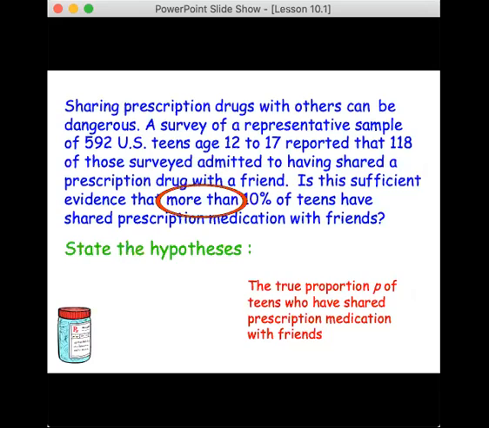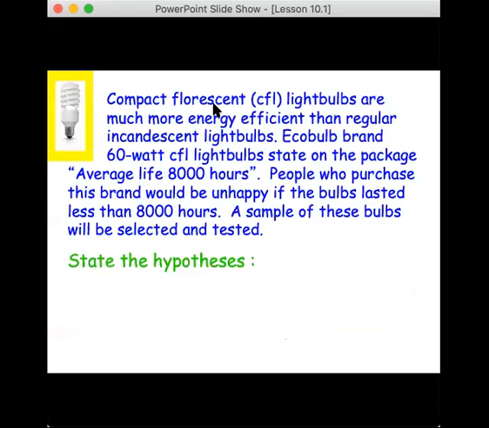This one, can you read out for us? Let's go Megan G. Can you read this next one out for us, please? Yeah, example 2, right? Okay. Compact fluorescent light bulbs are much more energy efficient than regular incandescent light bulbs. EcoBulb brand 60-watt CFL light bulbs state on the packaging average life 8,000 hours. People who purchase this brand will be unhappy if the bulbs last less than 8,000 hours. A sample of these bulbs will be selected and tested.